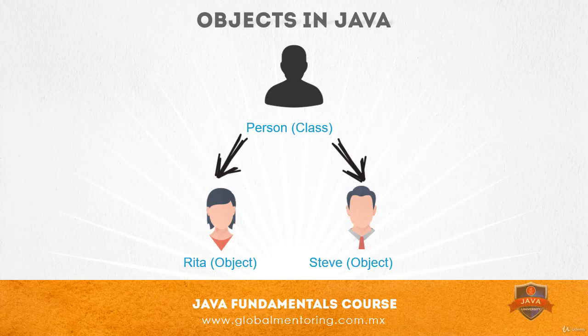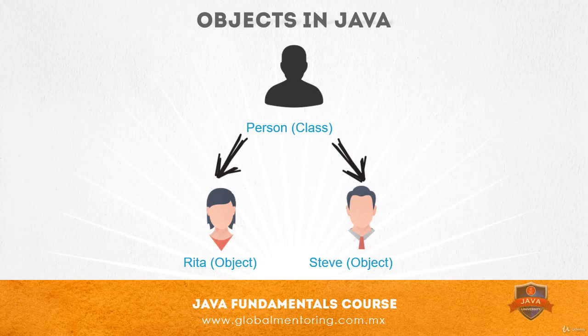Later, we will see that there are cases in which we can work directly with the class. This is called static context. But for now, we will be studying the dynamic context. That is, we need to create an instance of a class to be able to work with it.